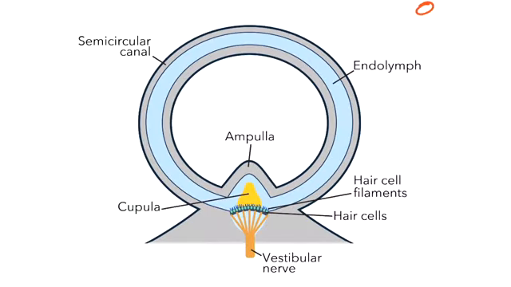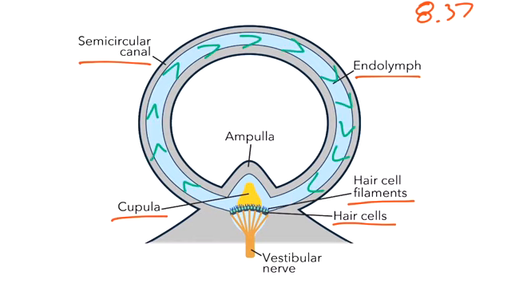So here's figure 8.37, showing 1 semicircular canal. So each canal is filled with endolymph, represented with this blue. At the base of each canal is a cupula with hair cells and hair cell filaments, which you can see there. So when a person moves, the canal moves, and so the endolymph will shift, represented by these arrows. When the endolymph shifts like this, these hair cell filaments will be stimulated, and it will cause firing of the vestibular nerve.